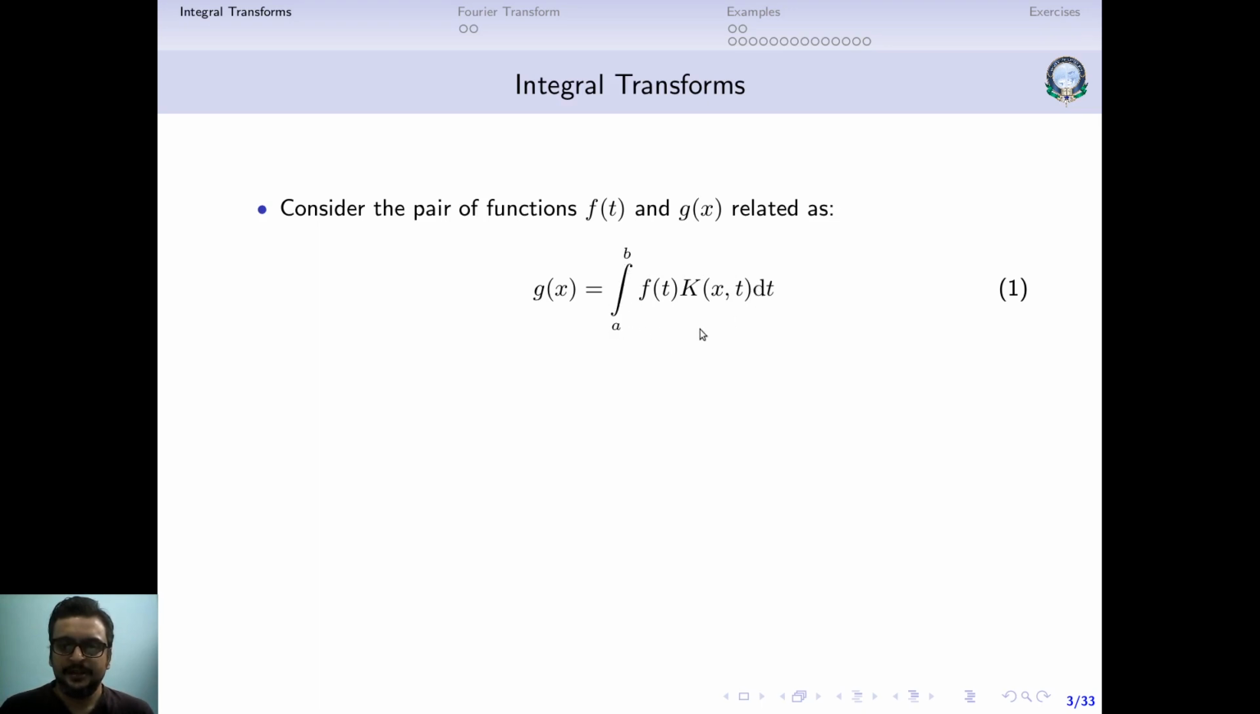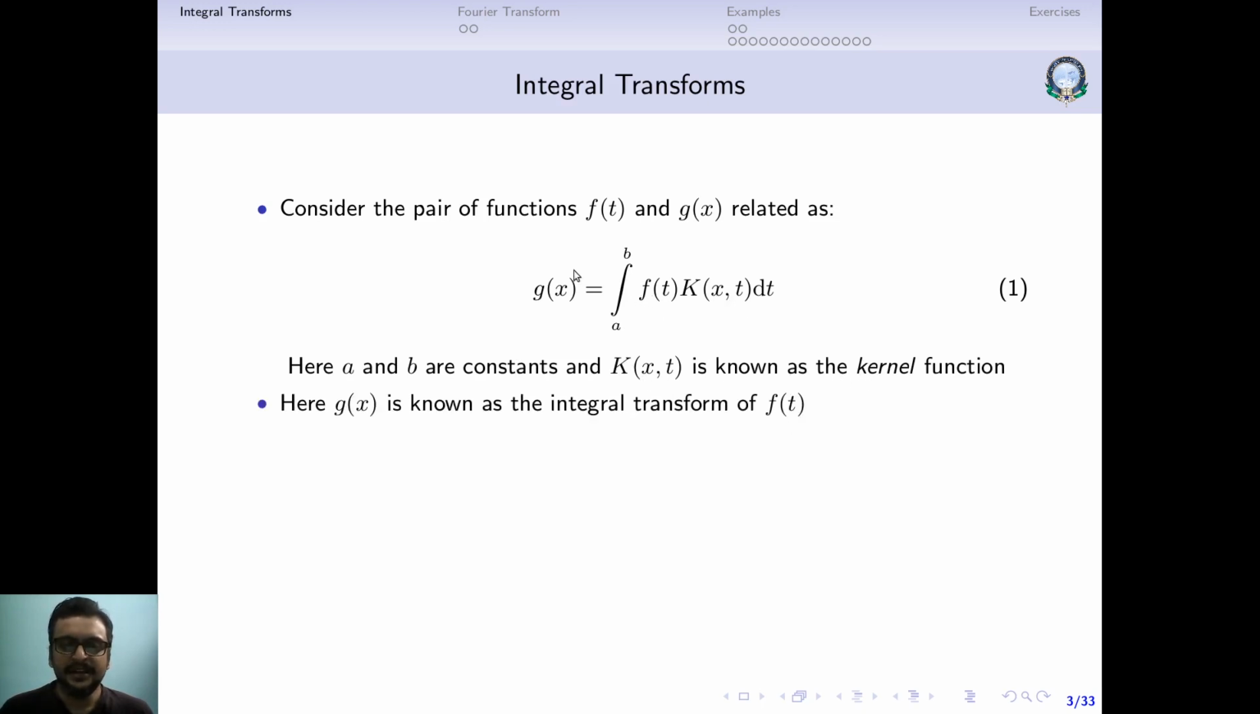Now you see here, f of t depends only on t, and k depends on x as well as t. So the moment I integrate this with respect to t from a to b, the result will no longer be dependent on t, it will depend only on x. Whatever is left behind is known as g of x. Here a and b are basically constants, and this k of x comma t is known as the kernel function. If such a relationship between these two functions exists, then we say that g of x is an integral transform of f of t.